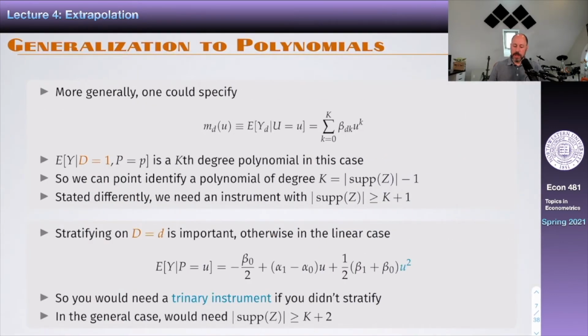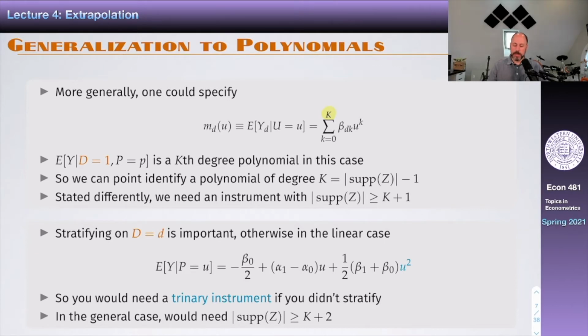So okay, that was linearity. And then you may say, well, assuming that the marginal treatment response is linear is sort of strong. Okay, then we can think about being more flexible and allowing this function to be a polynomial. So in this case, when we compute the expected value of y conditional on d equals 1 and p equal to p, this will be a kth degree polynomial, where again, you see here that the polynomial that I'm imposing in the marginal treatment response is k.